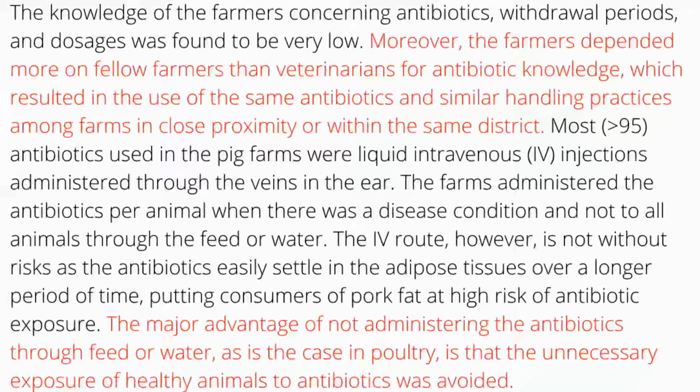Most antibiotics, more than 95%, used in pig farms were liquid intravenous injections administered through the veins in the ear. The IV route, however, is not without risks, as the antibiotics easily settle in the adipose tissue over a longer period of time, putting consumers of pork fat at high risk of antibiotic exposure.